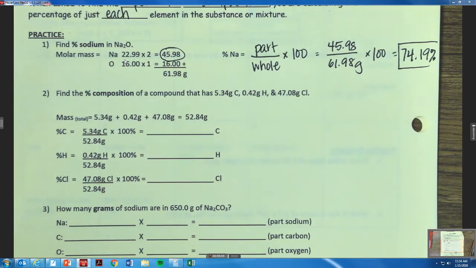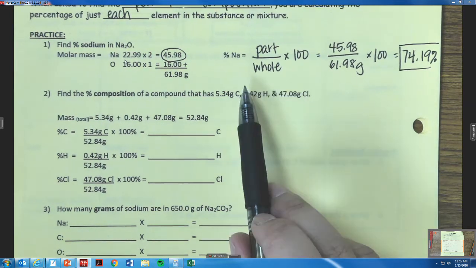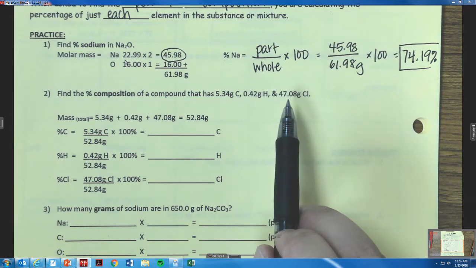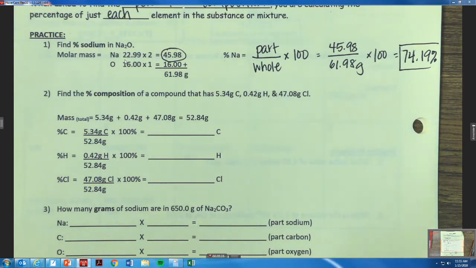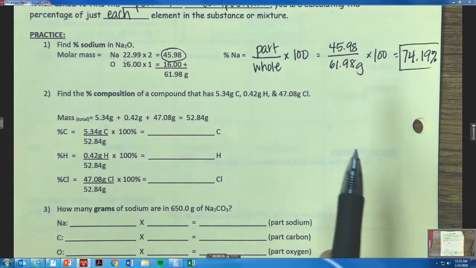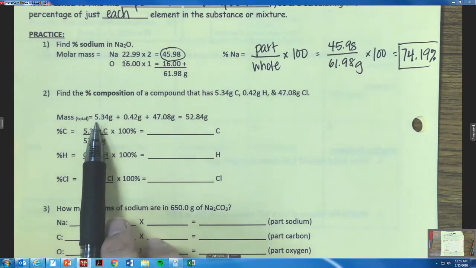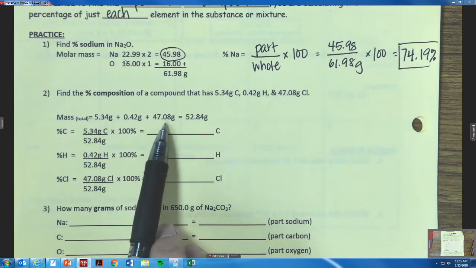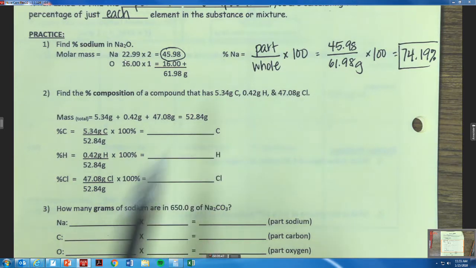It says, find the percent composition of a compound that has 5.34 grams of carbon, 0.42 grams of hydrogen, and 47.08 grams of chlorine. Remember that with percent composition, our first step is always to determine our total mass, or the whole mass of whatever compound we've been given. Since this is an unknown compound, we can just add that total up, and when we add all that up, we get 52.84 grams.